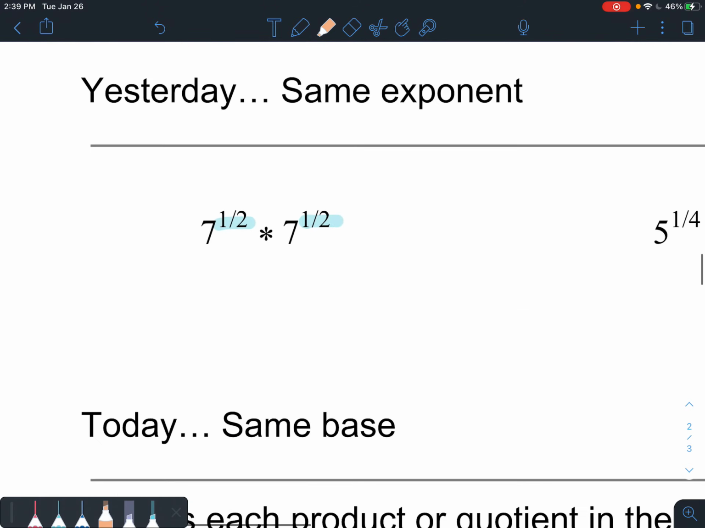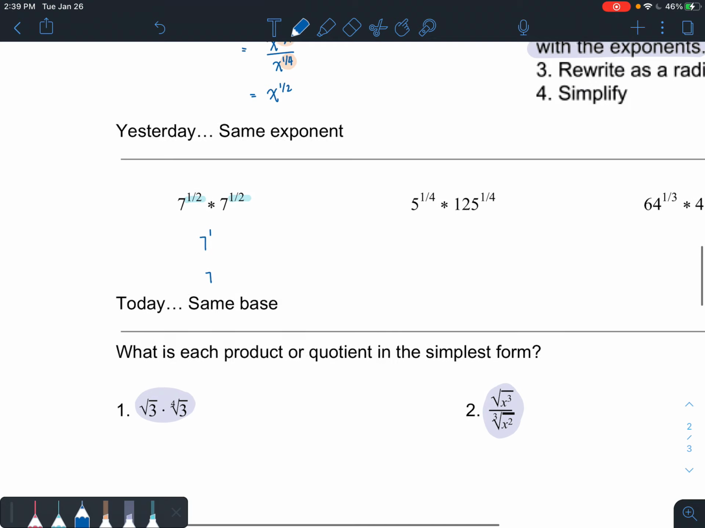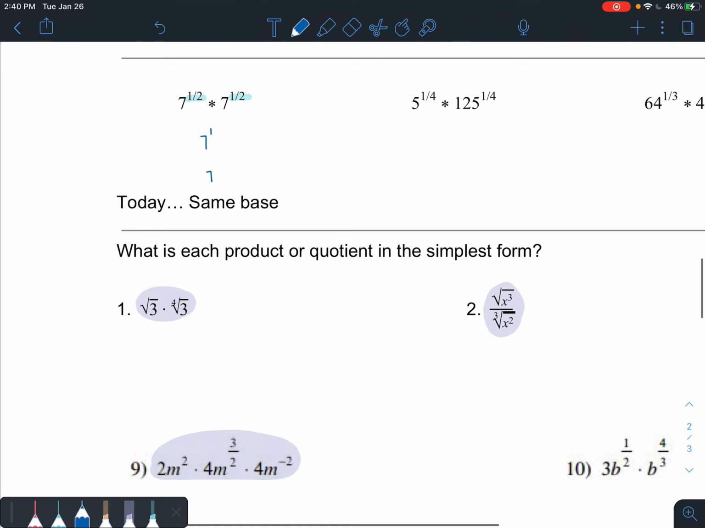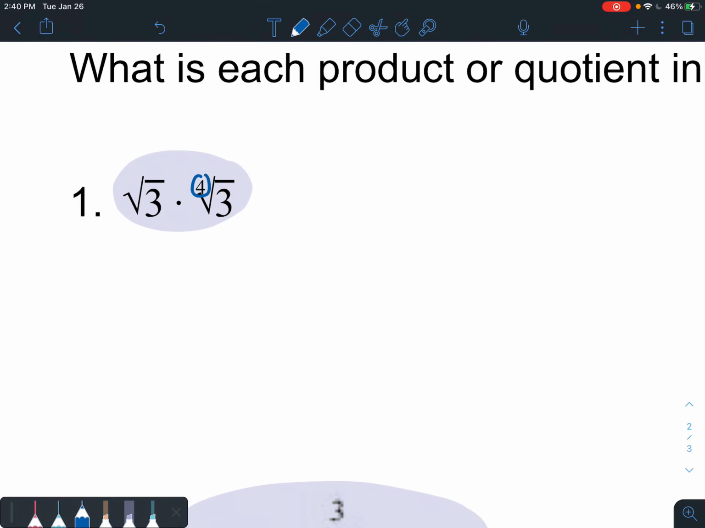All right, so yesterday we had the same exponent. Just to remind you, we add the exponents, we get 7 to the 1, which is just 7. But today we have the same base. So we're going to write each product or quotient in the simplest form, and the way we're going to do that is by converting back and forth. So here we don't have the same index, so we can't just do that so simply.